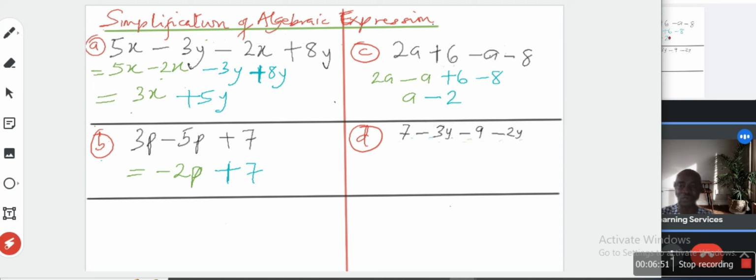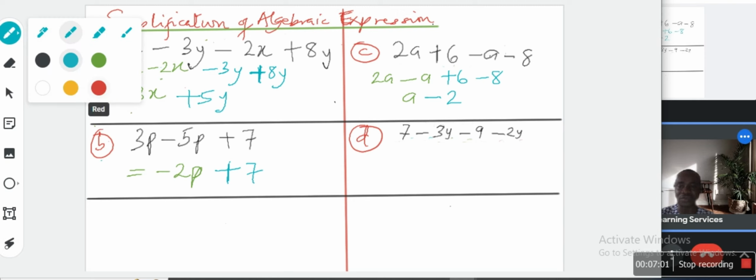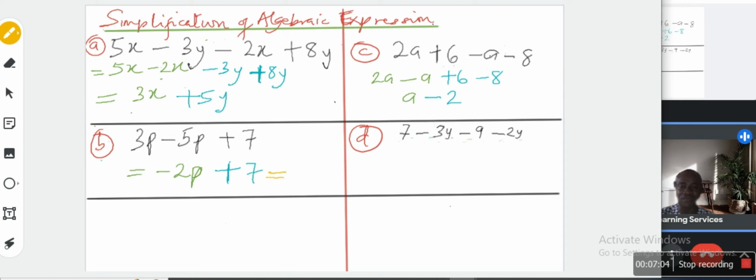By the way, this one, do you know it could be written differently? This one I'm circling. Instead of minus 2p plus 7, can you see what I just circled? It could be written differently. How else can it be written? Do you have an idea? I might decide to write the 7 first before the minus. It's usually neater to start with the positive one before the negative one. So the positive one is 7, and the negative one is minus 2p. So this is still the same thing as that.